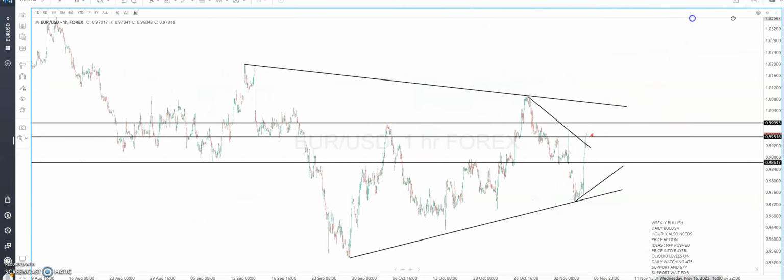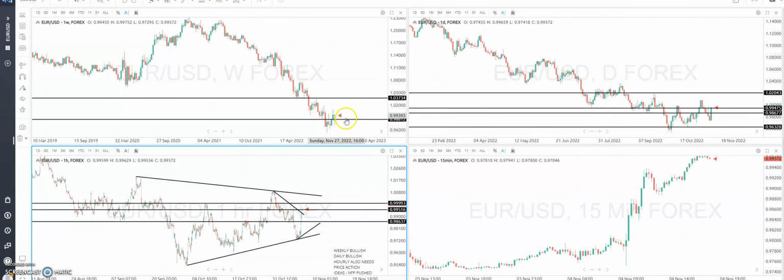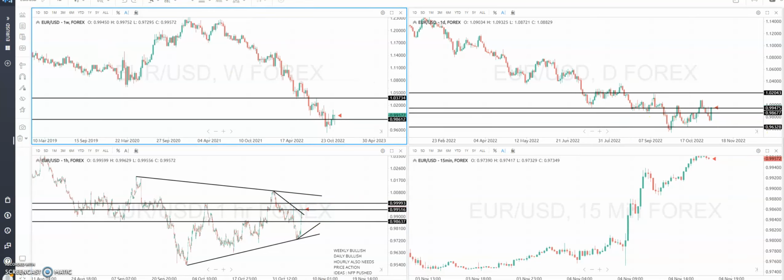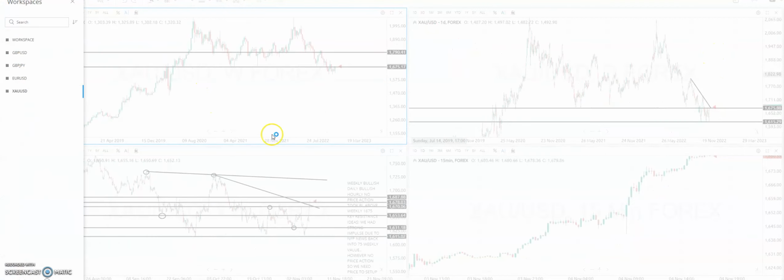EUR/USD, reading similar price action. We wicked up, came back into value. We're watching these daily support levels. Similar story to GBP/USD. Kind of want to wait for price action and react to what we see and play it by day, right? We're watching that 0.98677 support and that 0.99475 support, right?